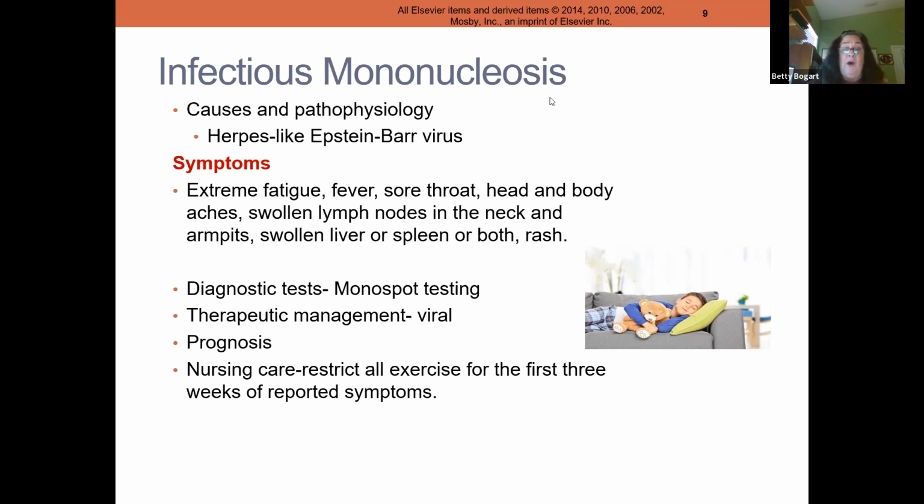Okay, a little boy came into the ER with me, 9 years old, and this is a true story, guys. Came in with his father and complaining of everything I just said. Still sore throat, feeling bad, still fever. We did the labs, monospot was positive. Now, I was with a really good physician that day. He explained it to the father and to the child.